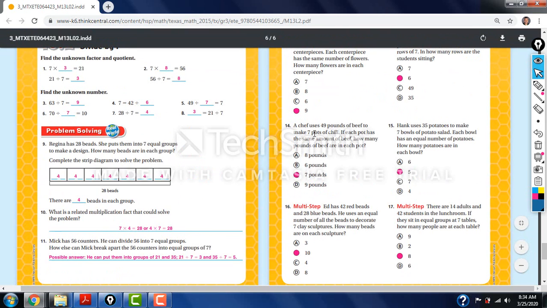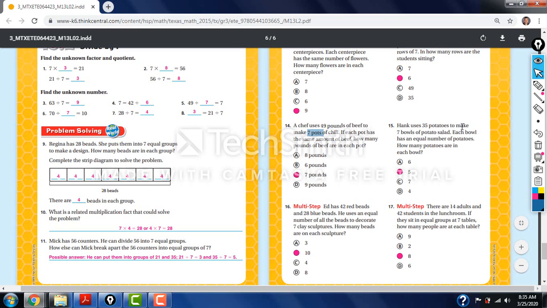A chef uses 49 pounds of beef to make 7 pots of chili. Each pot has the same amount of beef. How many pounds of beef are in each pot? So then you have your division sentence: 49 divided by 7. Please don't get overconfident with these. Make sure you still read and analyze the questions. Okay, so you answer 7 there.